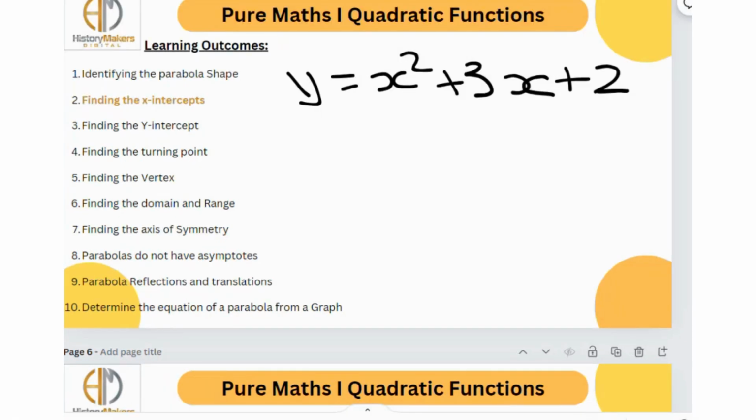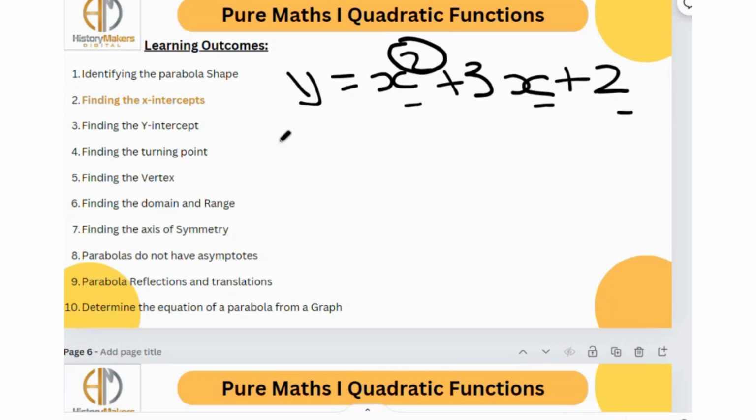Let's look at finding the x-intercept. To start with, we can already identify from the equation that it is a quadratic equation, because you can see that the greatest exponent on your variable is to the power 2, which is x squared. So that tells us already that we're dealing with a quadratic equation. It has 3 terms, but we know that we are dealing with a quadratic equation.